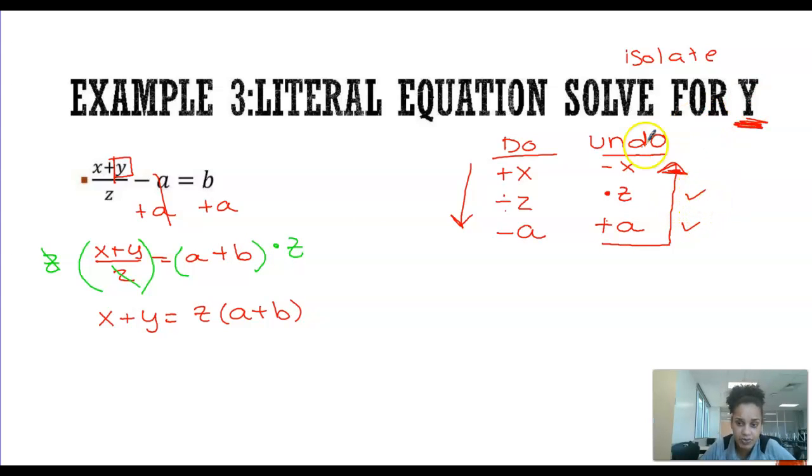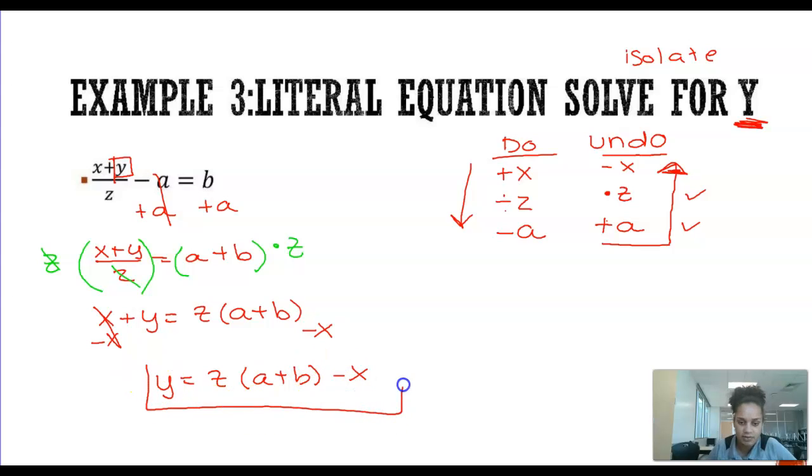What's the last thing we do? Subtract x on both sides of the equal sign. Subtract x. So it would cancel here, and I'm left with y equals z times a plus b minus x. There you go. We're going to do one last example.